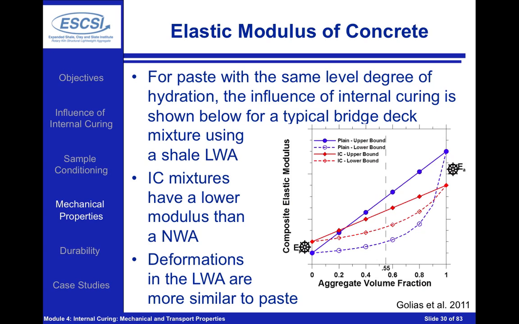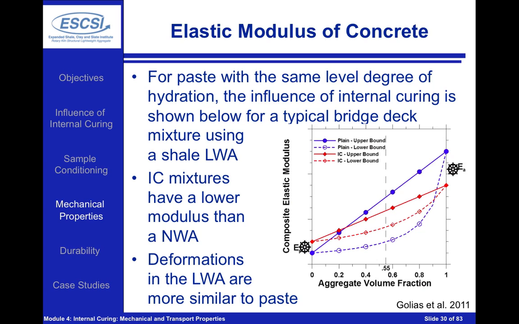So we'll see the modulus of the paste shifting up slightly. We'll see the modulus of the aggregate shifting down slightly. The aggregate being the right-hand side of the curve, the paste being the left-hand side of the curve. So what we'll typically notice is that these two effects will work to make a much smoother transition here between the paste and the modulus of the lightweight aggregate.